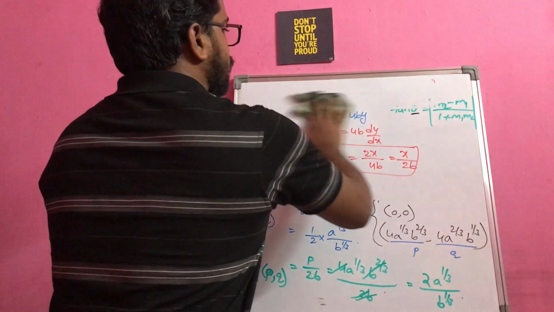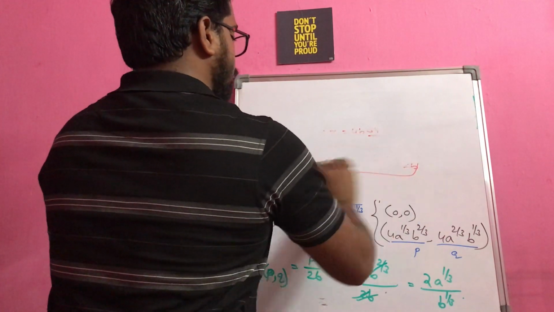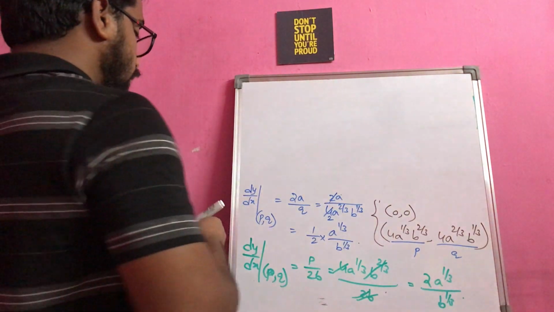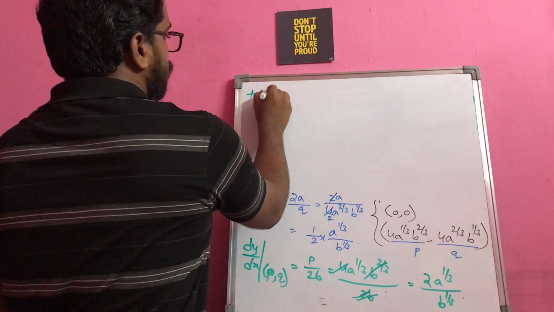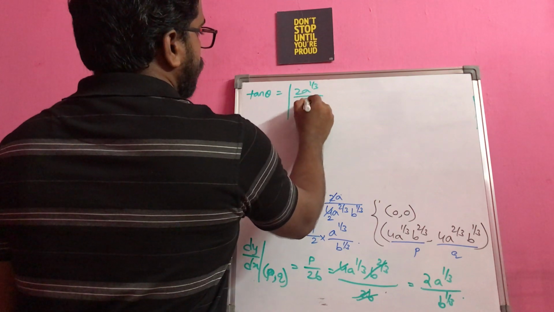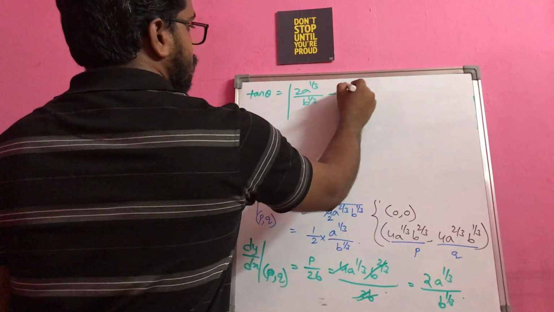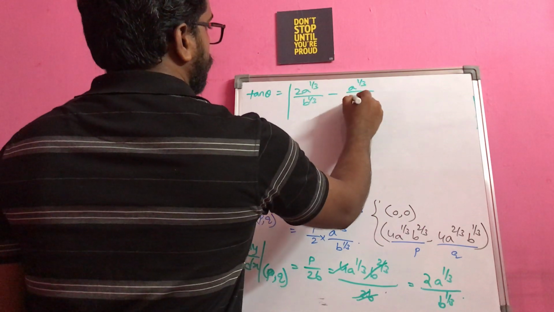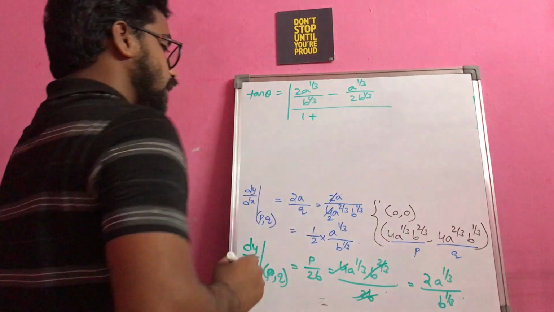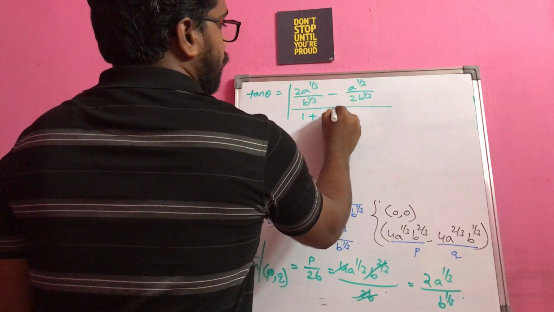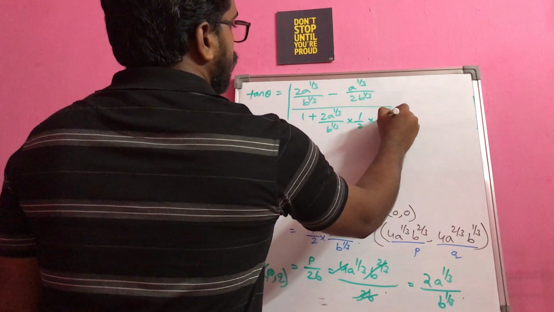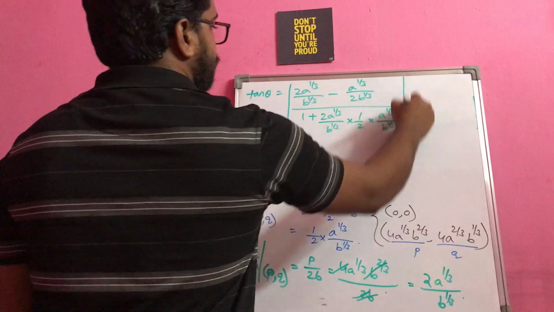You just have to substitute that, that's it. We no need to do any further calculation. We just have to substitute and simplify further. So tan theta is equal to m2 minus m1. This is 2a power 1 by 3 by b power 1 by 3 minus a power 1 by 3 by 2b power 1 by 3, whole divided by 1 plus m1 into m2. So 2a power 1 by 3 by b power 1 by 3 into half into a power 1 by 3 by b power 1 by 3.